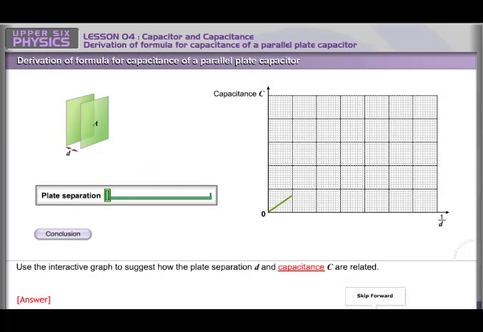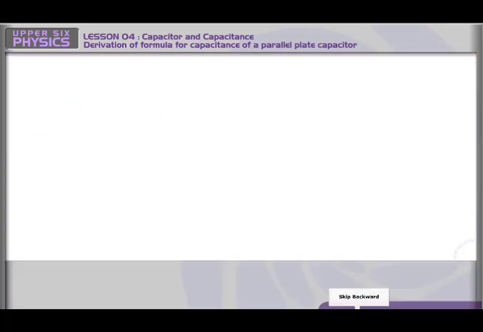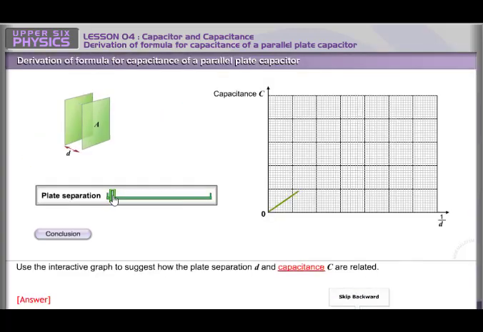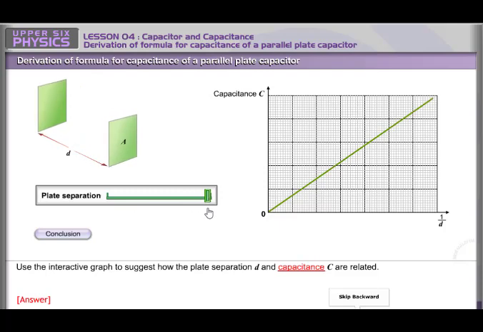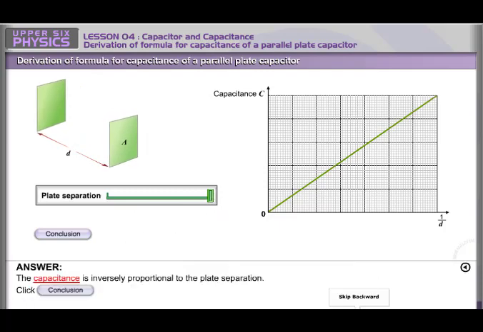Use the interactive graph to suggest how the plate separation D and capacitance C are related. Answer: the capacitance is inversely proportional to the plate separation. Click the conclusion button.